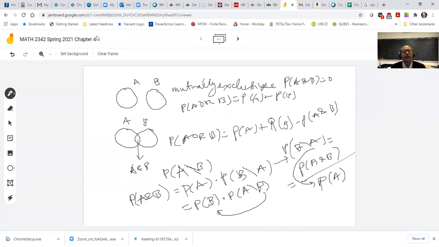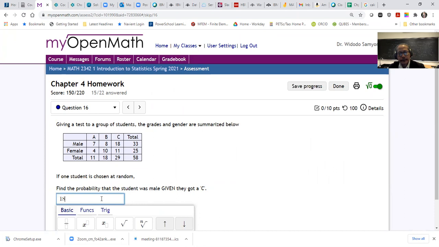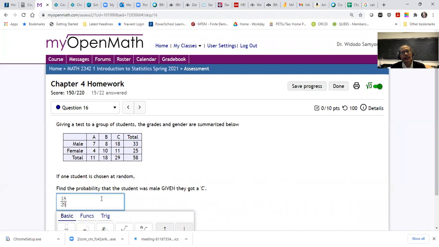So in this case, what is the probability of male and got C? Male got C is 18, and then divided by the probability of got C, which is 29, right? So the answer is 18 over 29. Actually, it is 18 divided by 58 and 29 divided by 58, but you can cross out the 58, right? Okay. So you got 18 over 29.